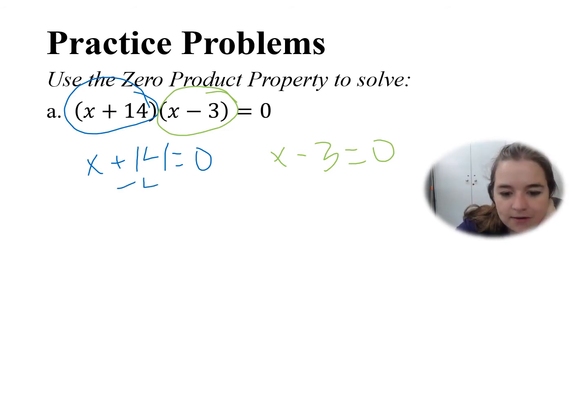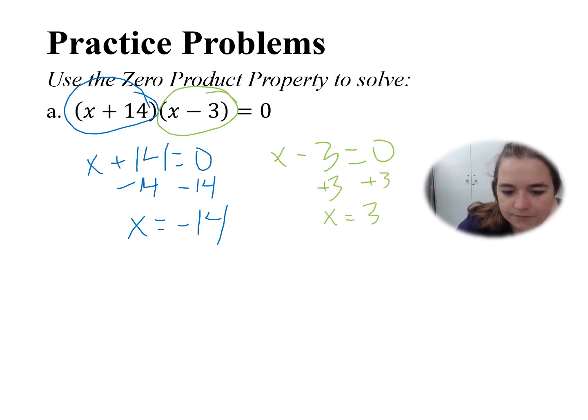where I can take away 14 from each side, and I know that on this half, if I want that expression to equal 0, x must equal negative 14. If I want this half to equal 0, I have to add 3 to both sides, so x is 3. So my final answer is x equals negative 14 or 3.